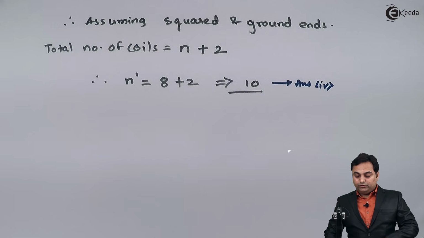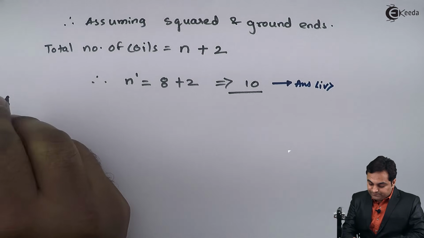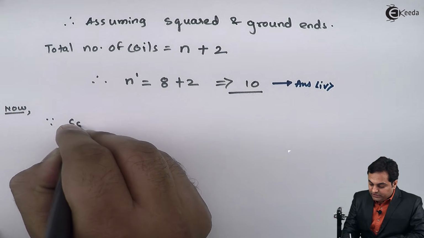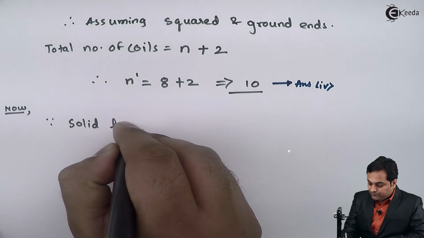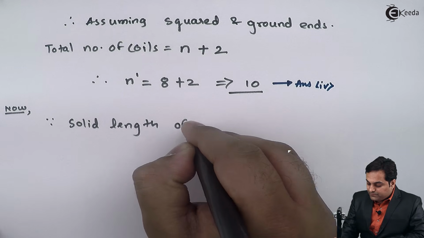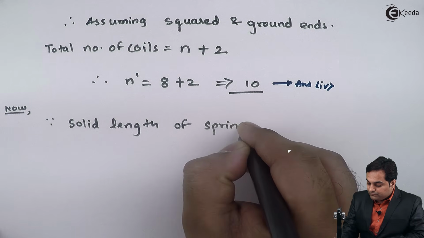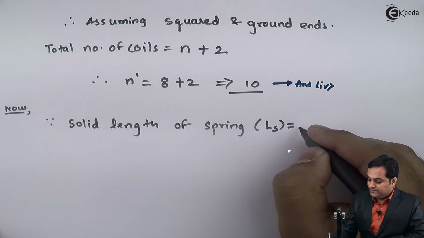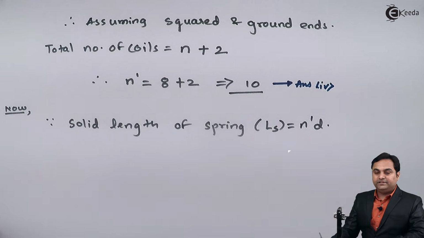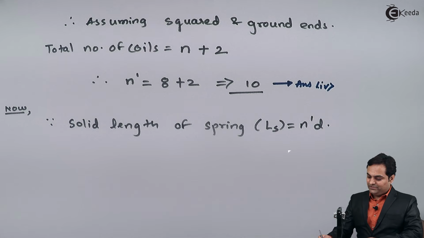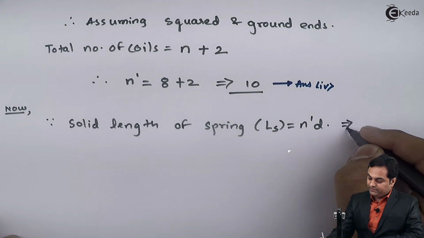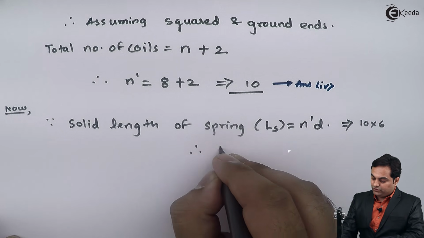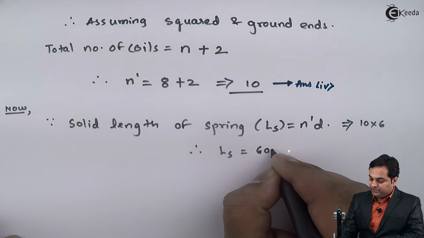Next, after getting the total number of coils, now I can say that the solid length of the spring, denoted by L suffix S, is N dash multiplied by the diameter of wire. So here we have N dash as 10, diameter of wire is 6, so therefore solid length becomes 60 millimeters.